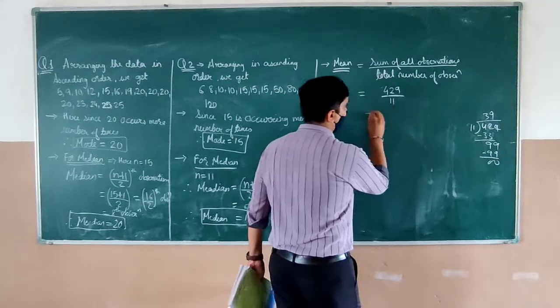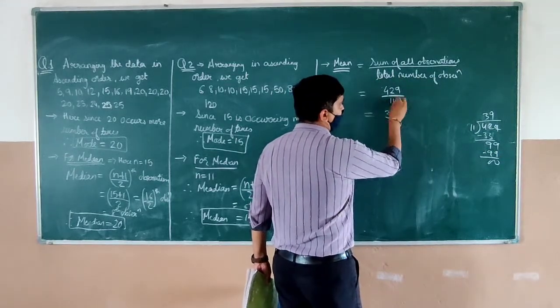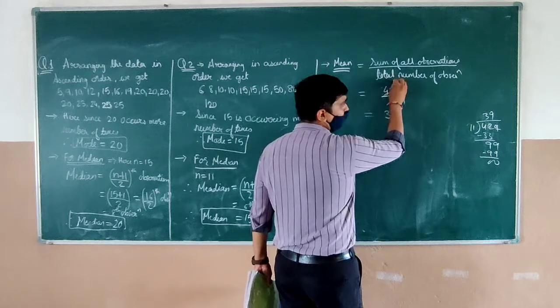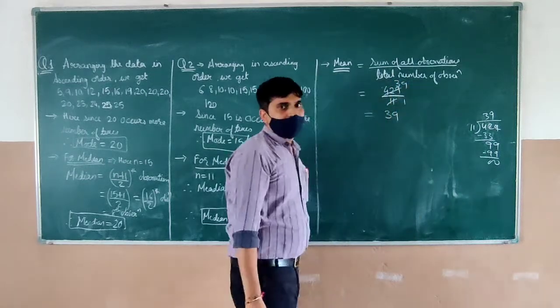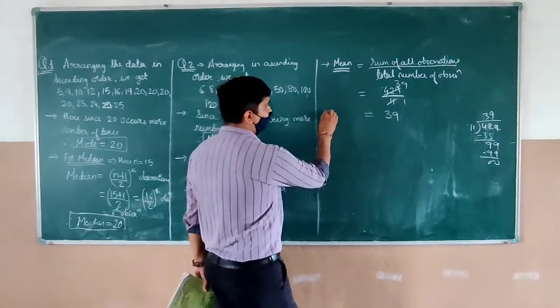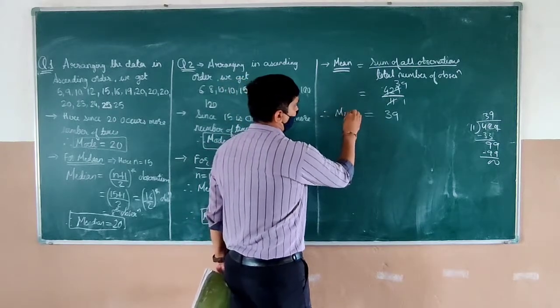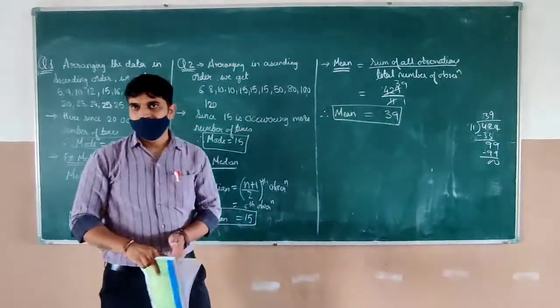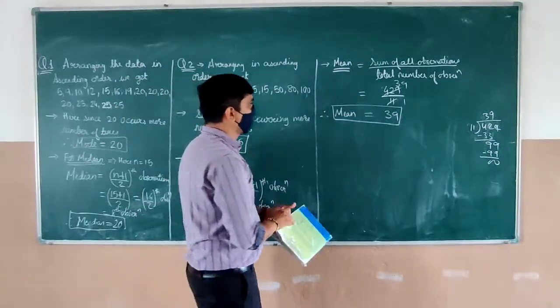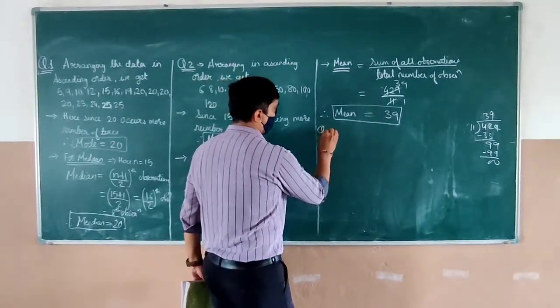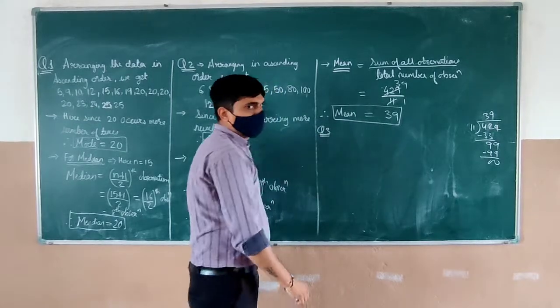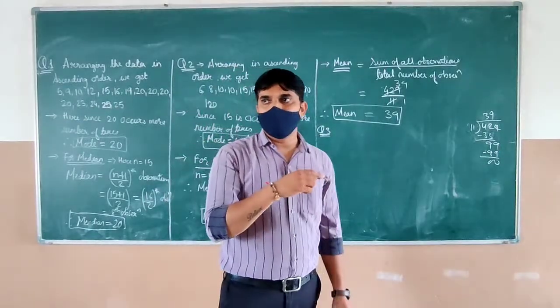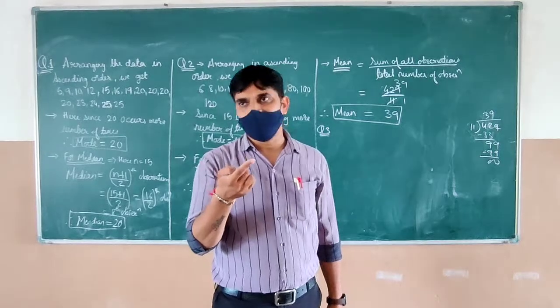So what is the average? 39. 11 ones are 11, and 11 nines are 99, so the mean is 39. Clear? Okay. Now moving to question number 3. Again they want us to find the mode and median of that data.